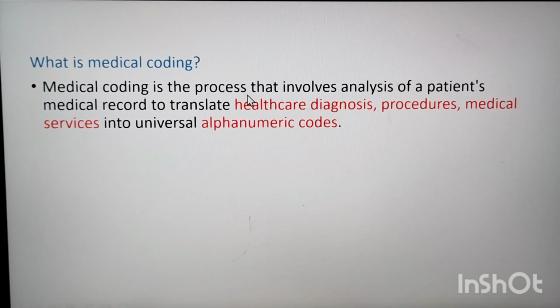Medical coding is a process that involves analysis of the patient's medical record to translate healthcare diagnoses, procedures, and medical services into universal alphanumeric codes. It involves translating the diseases, procedures and medical services present in the medical record into alphanumeric codes.